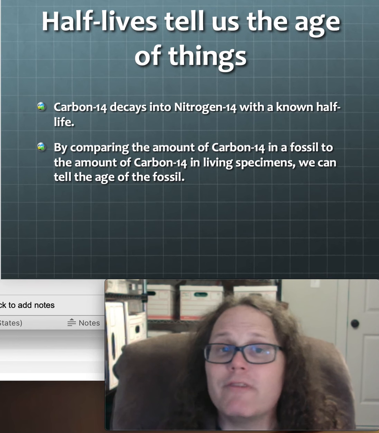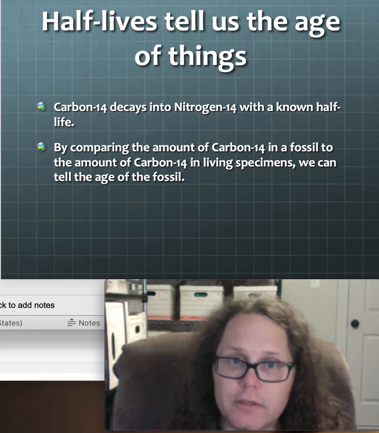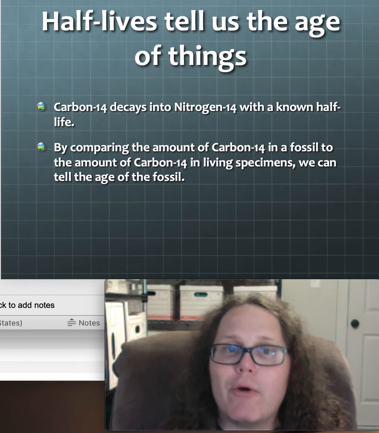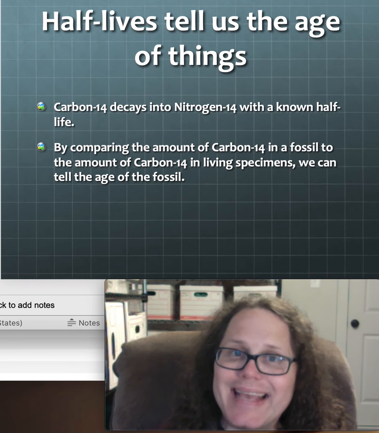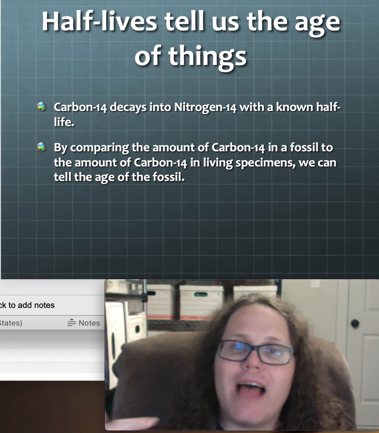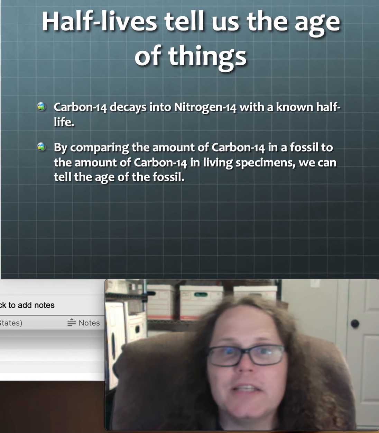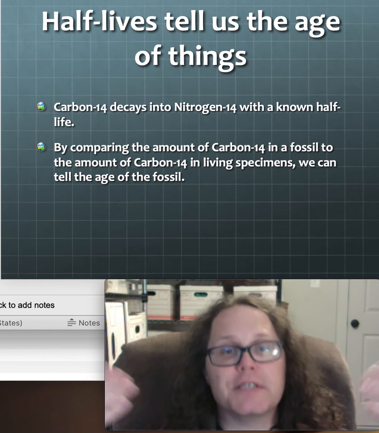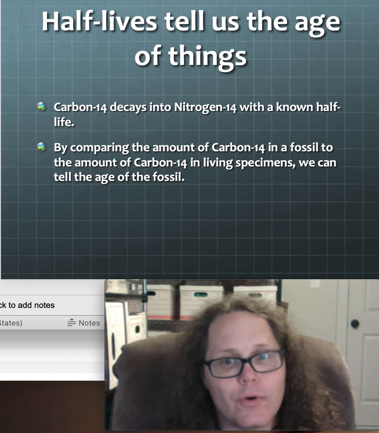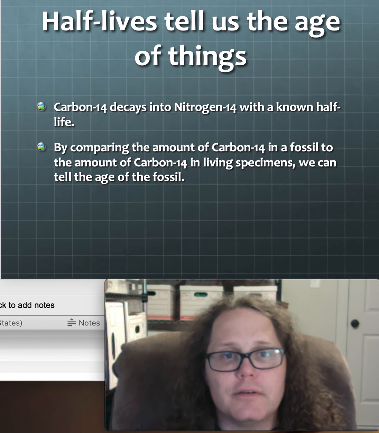Another example, carbon-14 is found in fossils. So by measuring the amount of carbon-14 that remains in a fossil, we can tell how much of the carbon-14 has decayed. In other words, we can tell how long the carbon-14 has been decaying. In other words, we can tell the age of the fossil.